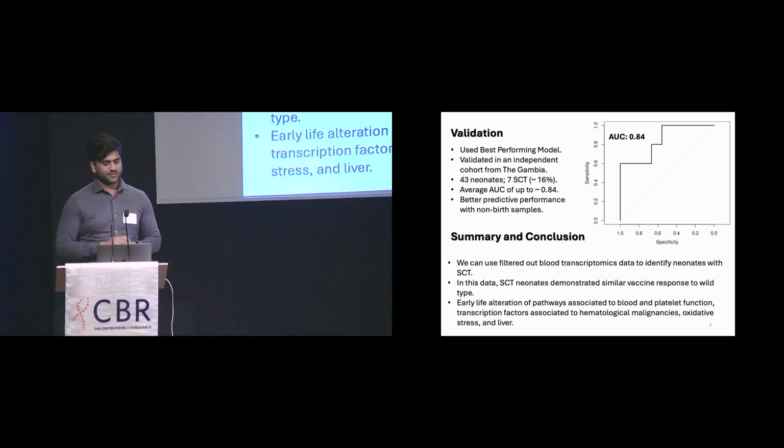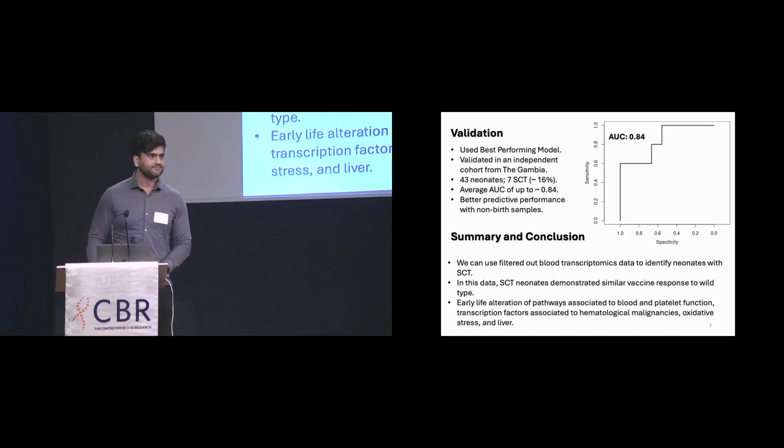So in summary, we used the usually filtered out blood transcriptomic data to identify neonates with sickle cell trait. In this data, the neonates with sickle cell trait demonstrated a similar vaccine response to the wild type. We also identified some altered pathways that relate to blood and platelet function, and transcription factors associated with hematological malignancies, oxidative stress, and liver and kidney. Thanks.